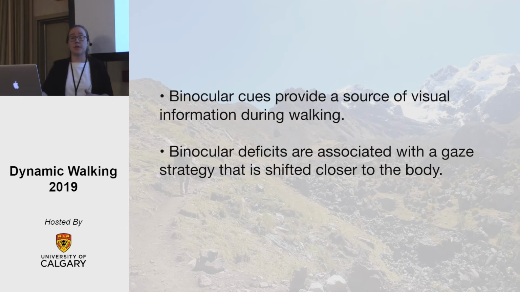So in conclusion, binocular cues seem to provide a source of visual information during walking. In particular, binocular deficits are associated with a gaze strategy that is shifted closer to the body. But what we don't yet know is if this shift in gaze strategy is a general response to increased visual uncertainty or is potentially driven by the size of the binocular cues and the availability of the monocular cues.